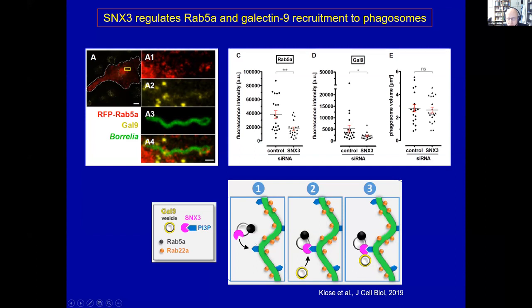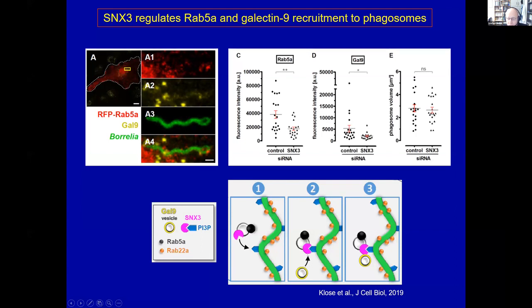And this is actually where the phospholipid attracts these vesicles that are positive for both RAB5A and SNCS3. And by binding of SNCS3 to these PI3P-rich domains, the vesicles that are positive for RAB5 are being recruited very closely to the phagosomal coat. And this is how RAB5A is brought into close contact with these RAB22A positive phagosomes.